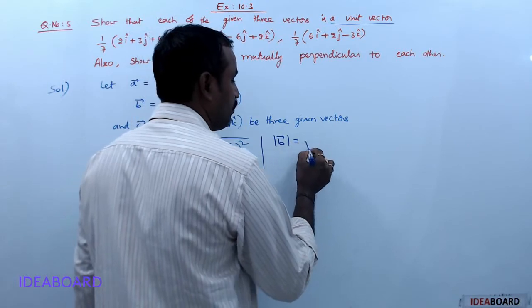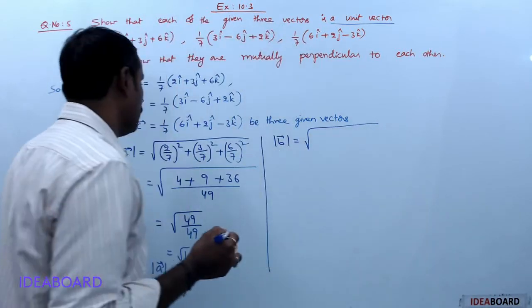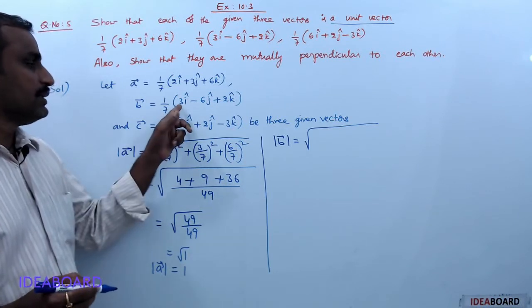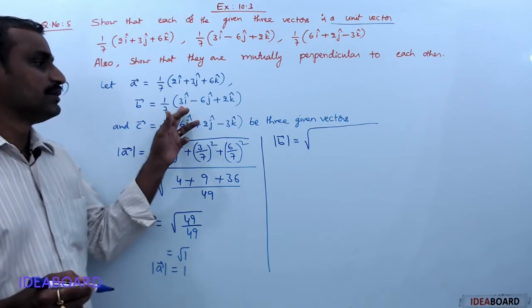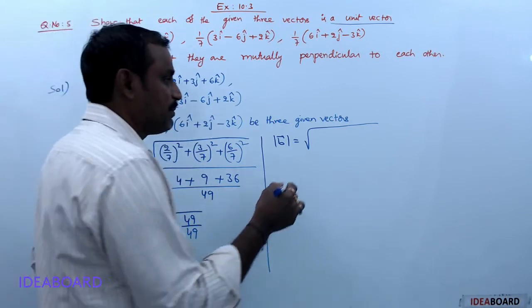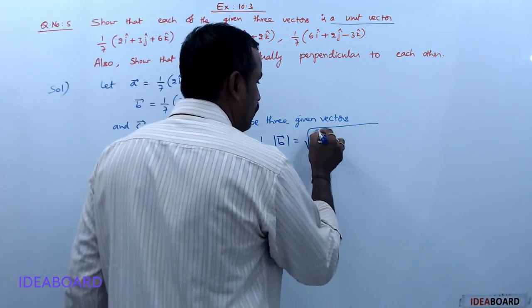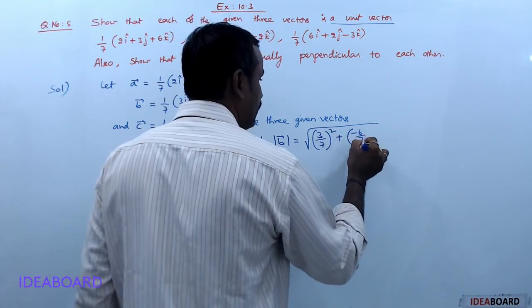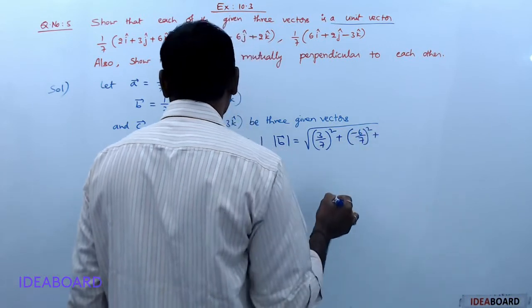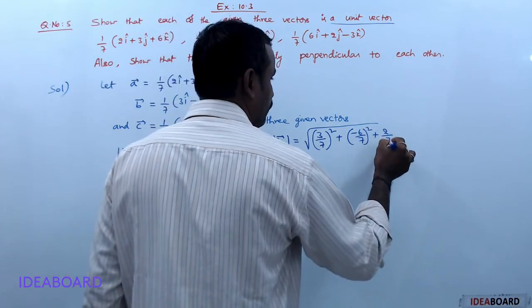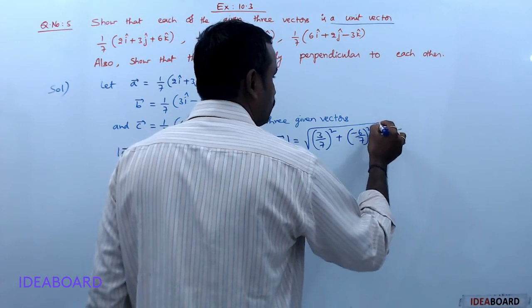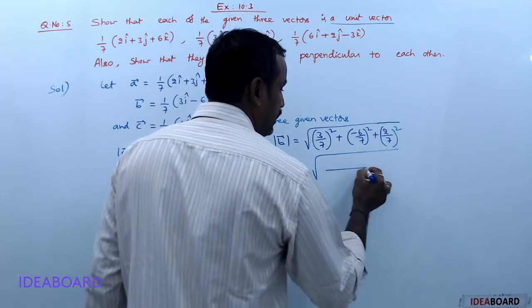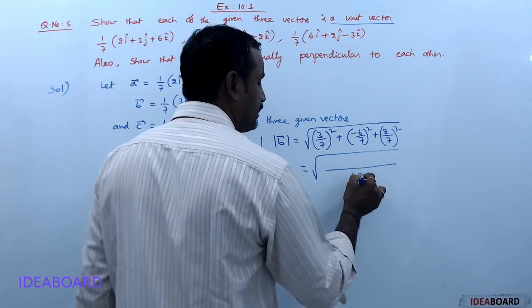Mod of B bar is equal to under root, same procedure you can apply. Here each scalar component is multiplied by 1 by 7. Then you square these scalar components and add them. So now (3 by 7) whole square plus (minus 6 by 7) whole square plus (2 by 7) whole square. Now simplify this. Under root, the denominator value is common, 49, so take the LCM 49.